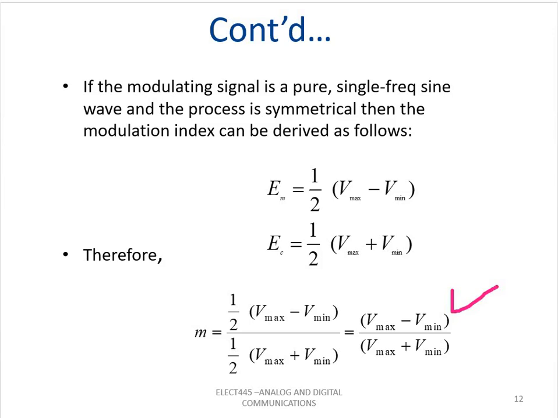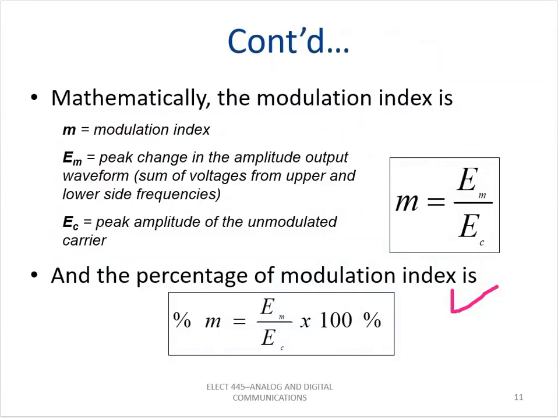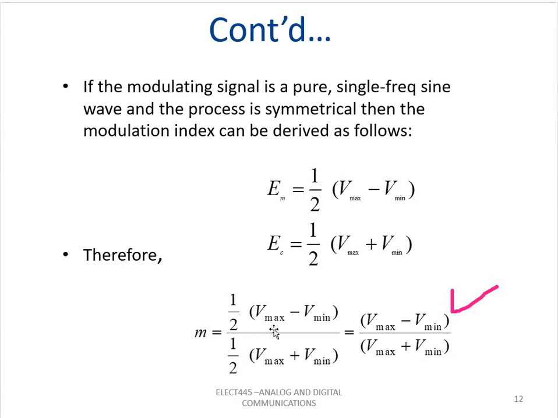Again, we can get the modulation index from this figure. You can see here from this figure we have Vmax, Vmin, and Vmax minus Vmin, and if we apply this formula, m is equal to this, and we can get the modulation index from the oscilloscope values.